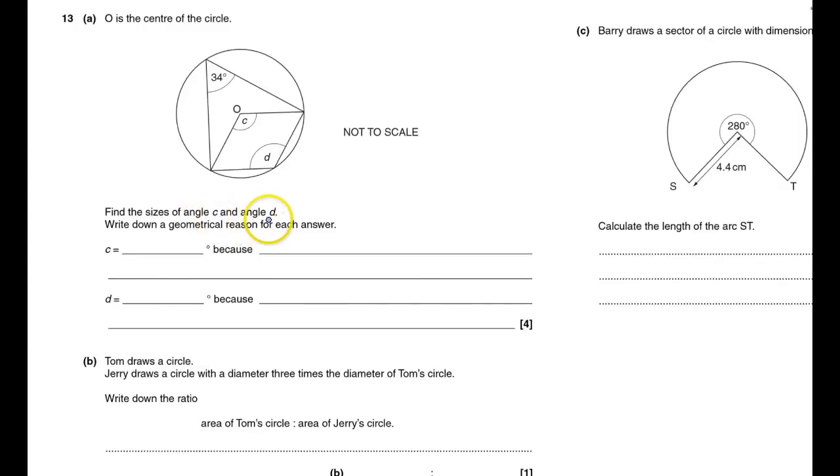Okay, find the angles C and D. Well, here's C. Write down a geometrical reason. As I approach this one from here, hit C and then hit the 34, this one here must be double that one if I come from the same direction. So C must equal 68 degrees because angle at centre is twice angle at circumference. And that's the reason.